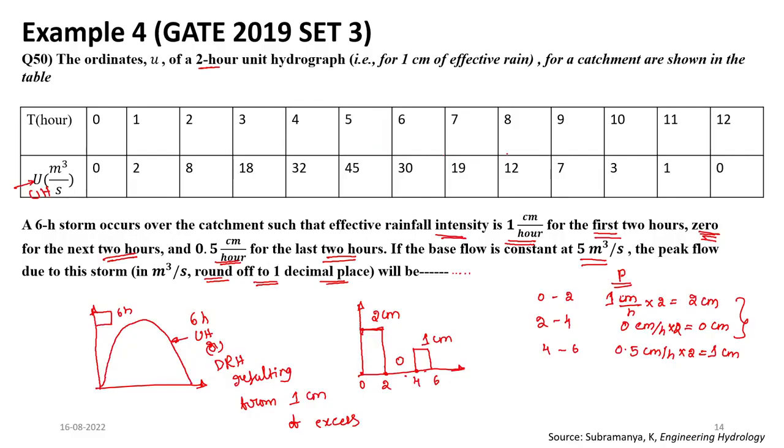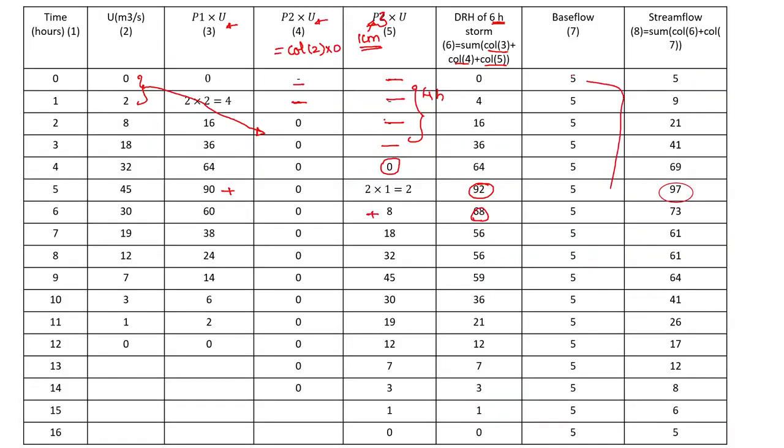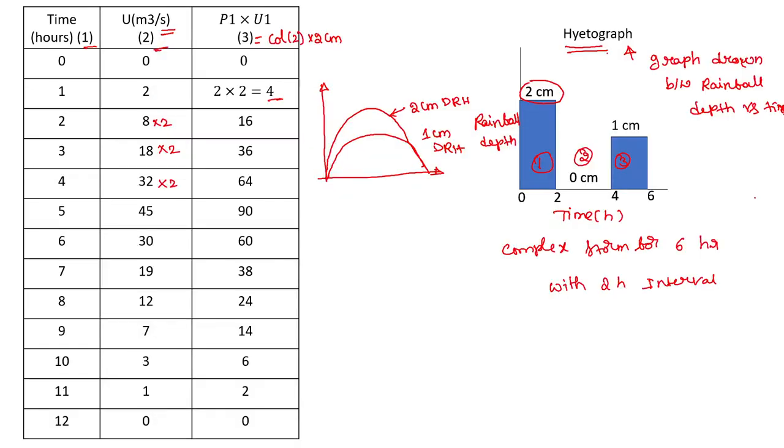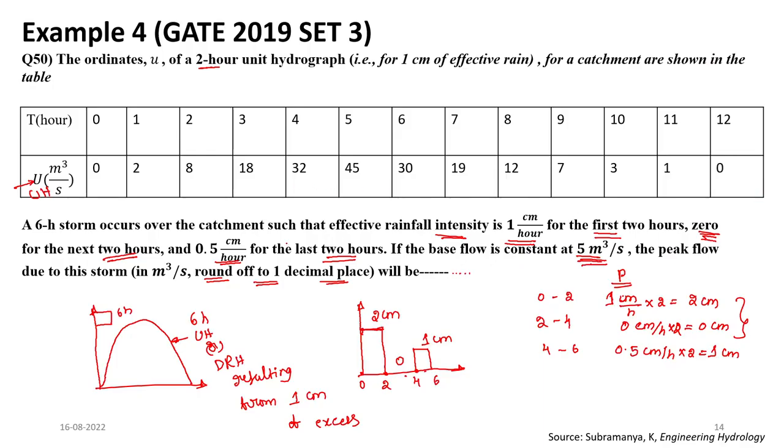Additionally, they have given: assume a base flow constant of 5 meter cube per second. So this base flow will be added to all the ordinates, and that will give the stream flow. So it's nothing but this. This 97 is the final answer. What they asked is: what is the peak flow due to this storm in meter cube per second? Rounded off to one decimal, it will be 97 meter cube per second.